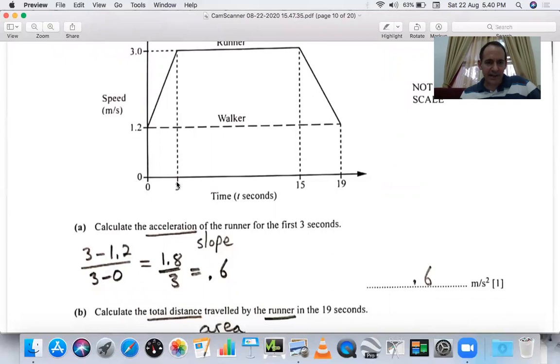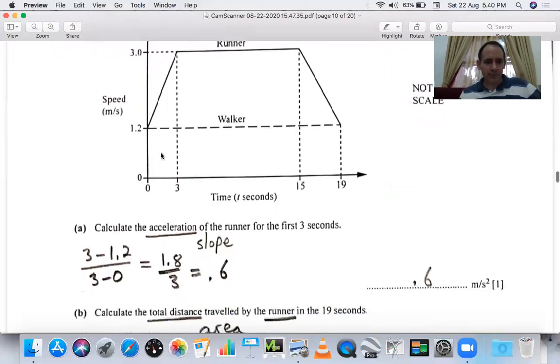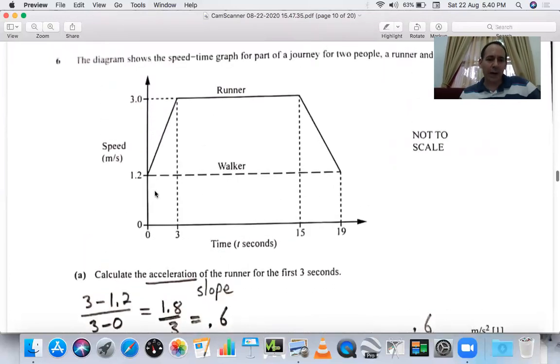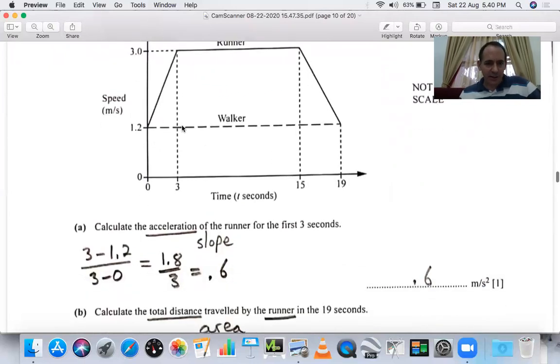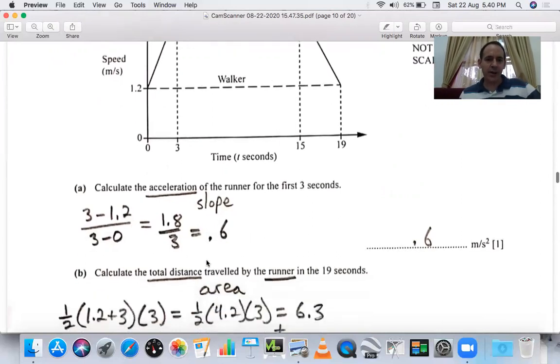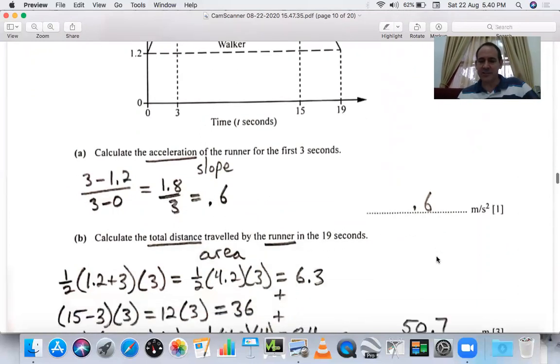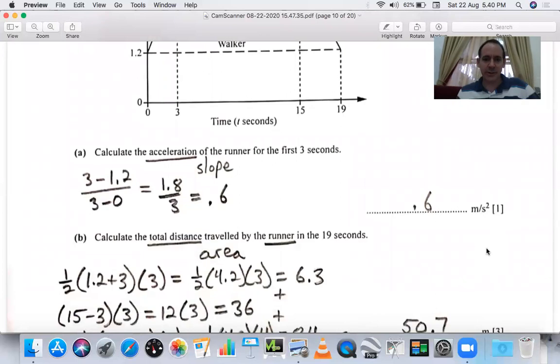So we want to take the slope, so the change in the y-axis, 3 minus 1.2, divided by the change in the x-axis, 3 minus 0, gives us 1.8 over 3, which is 0.6. So the acceleration is 0.6 meters per second squared.